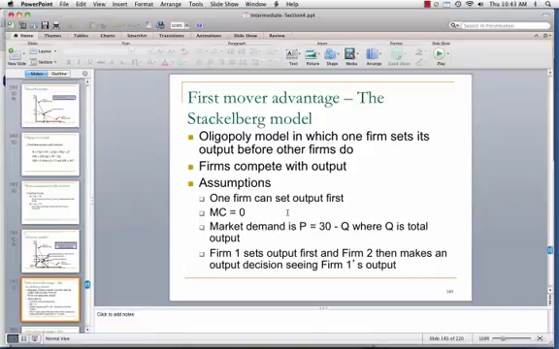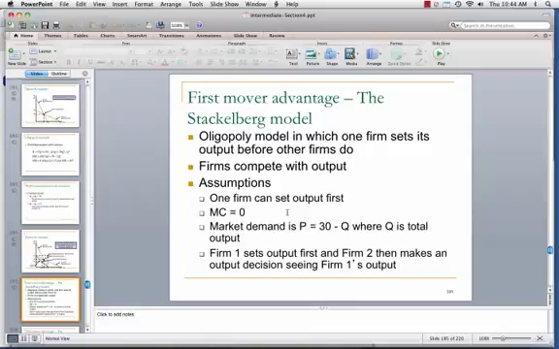Now, what about firms that do not decide simultaneously? What if one firm makes a decision first and then the other firm makes a decision? In this case, let's look at the first mover advantage, what's called the Stackelberg model. So one firm decides to do one thing and then the other firm reacts.